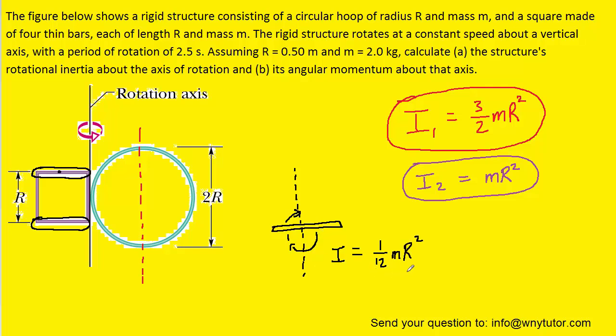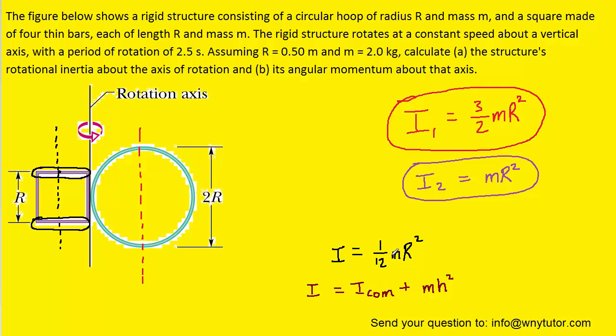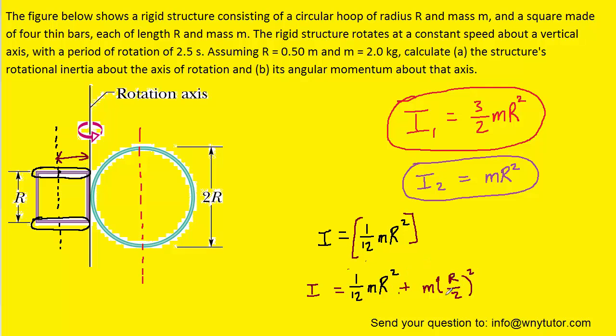Now this is the rotational inertia of the bar if it's rotating about its center of mass. We can see that the 2 circled bars here are not rotating about their center of mass. They're rotating about an axis that's parallel to the center of mass axis. And therefore we need to use the parallel axis theorem again. So here's the equation for that. And the I center of mass is this term right here, so we're going to plug that in. And then remember that h is the distance from the center of mass axis to the actual rotation axis. And we can see that that distance would be r divided by 2. And then we'll square the r divided by 2.